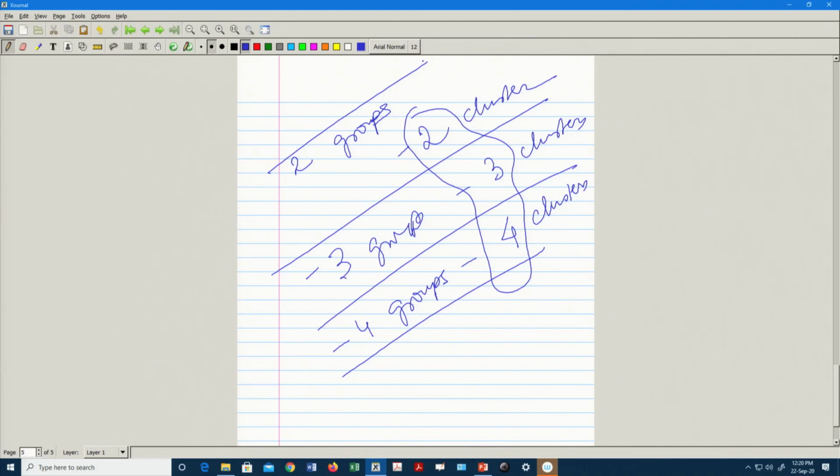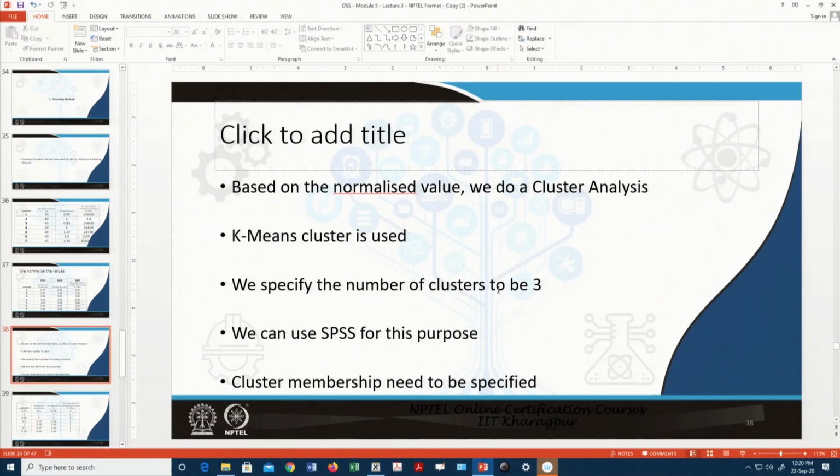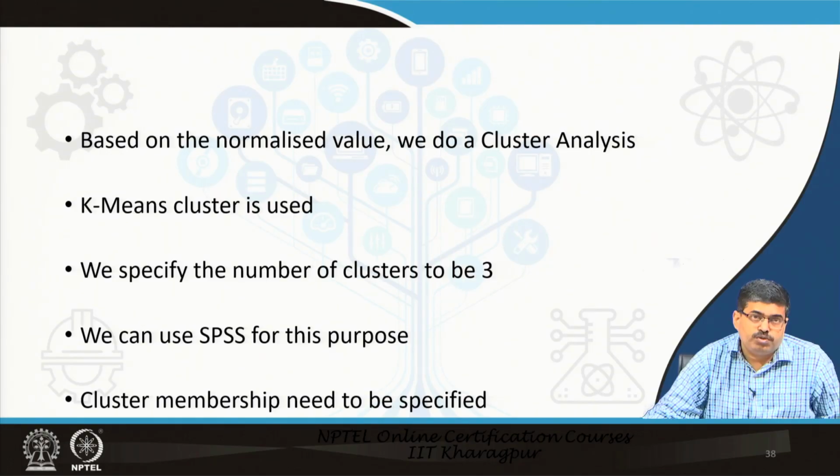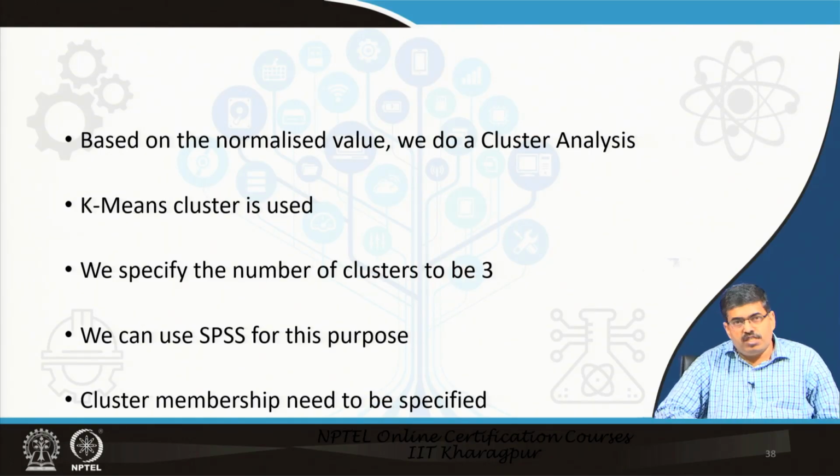So, this is what K-means clustering is. We will use K-means clustering and specify the number of clusters to be 3, because in our problem we have said that we want 3 groups. We can use SPSS for this purpose.